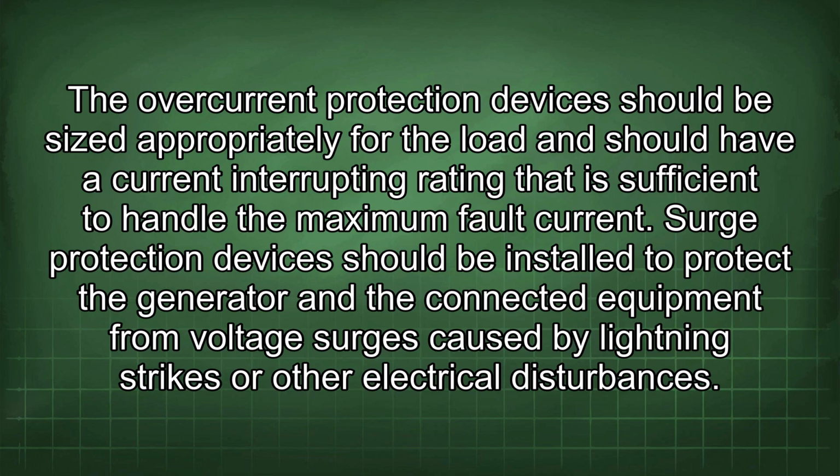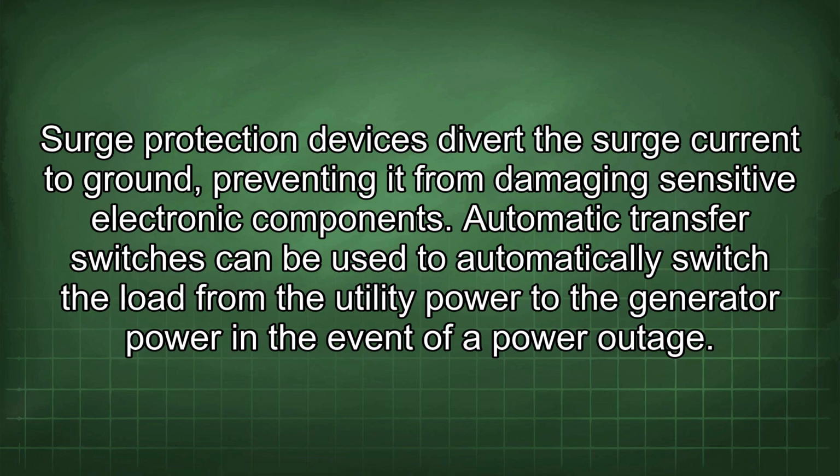The overcurrent protection devices should be sized appropriately for the load and should have a current interrupting rating that is sufficient to handle the maximum fault current. Surge protection devices should be installed to protect the generator and the connected equipment from voltage surges caused by lightning strikes or other electrical disturbances. Surge protection devices divert the surge current to ground, preventing it from damaging sensitive electronic components.